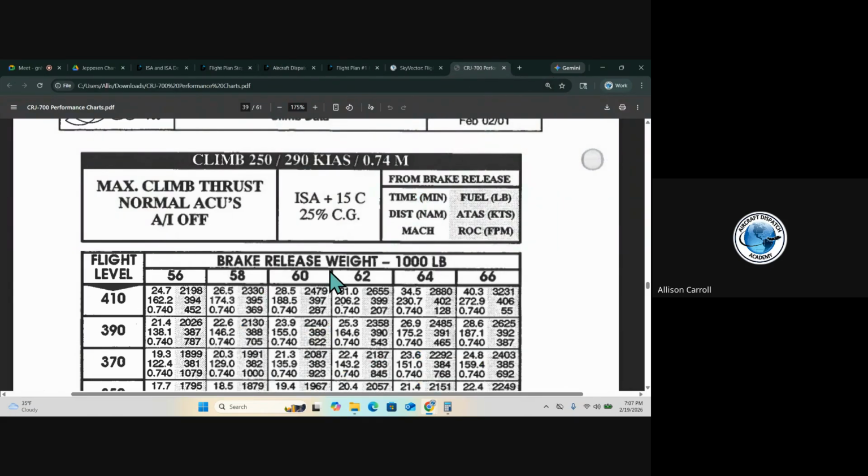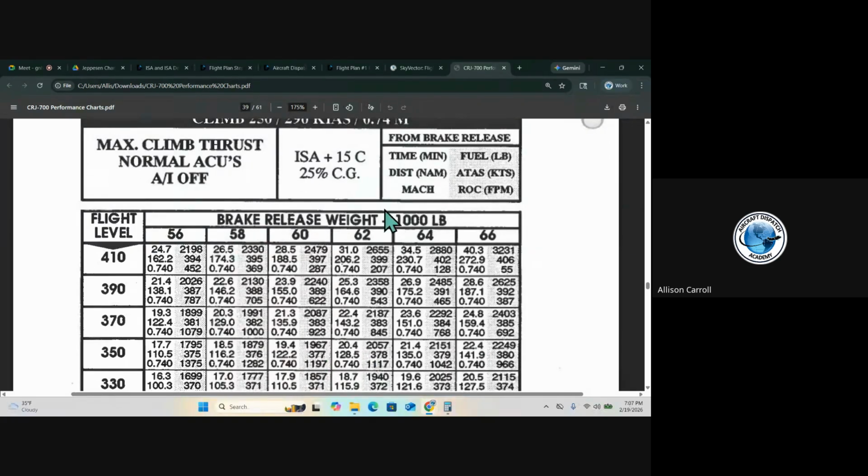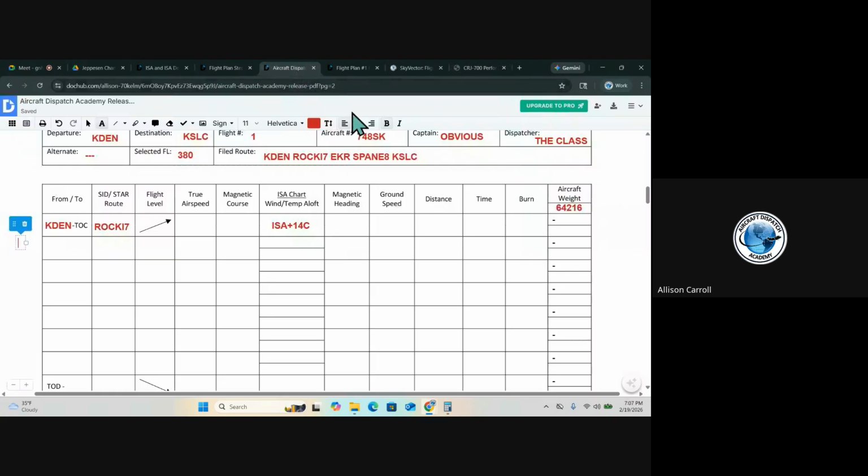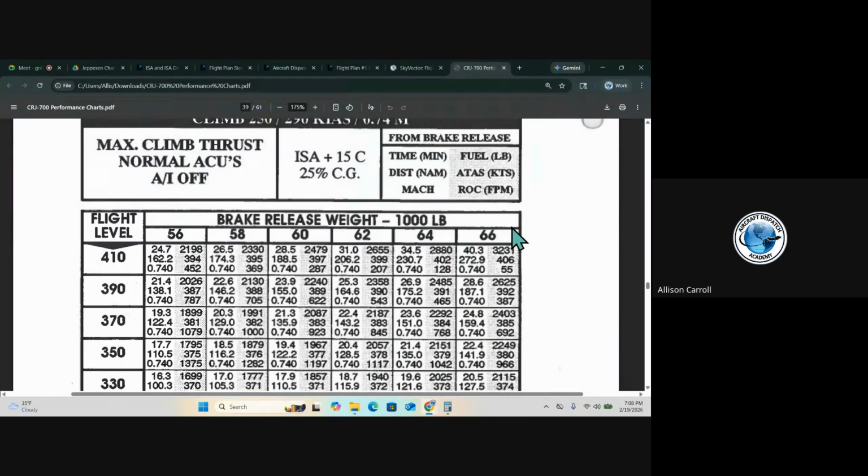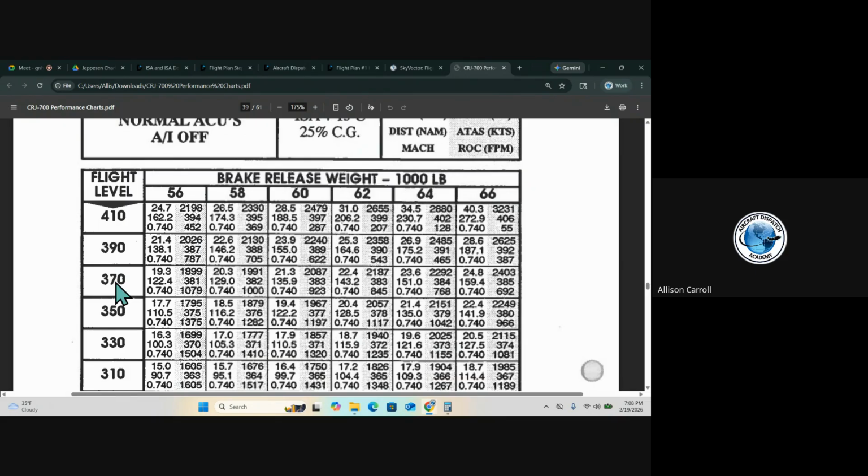So looking at these performance charts, again, this table right here, we have our side column for our flight level. And then up top, we have brake release weight. This is going to be our takeoff weight, okay, because we are climbing out of Denver. Our takeoff weight, remember, it was 64 and some change. And so we are going to go up to 66. And then our flight level is actually an even flight level, right? We're at 380. Well, we don't have a 380 over here. We have 37 and then 39. So we have two boxes to choose from right here.